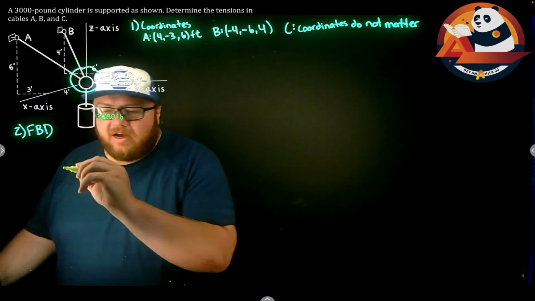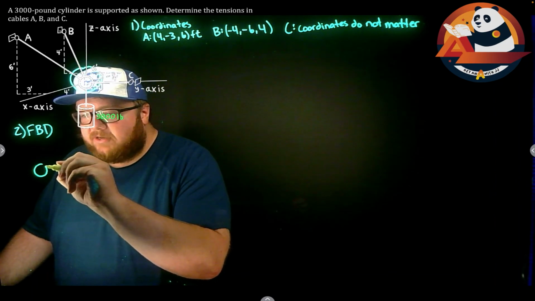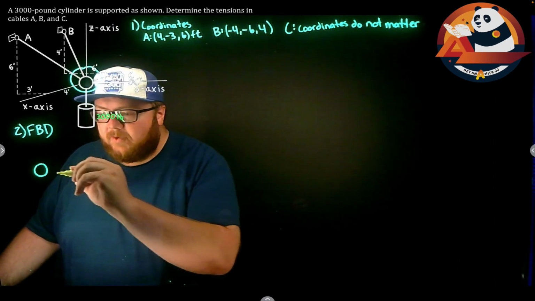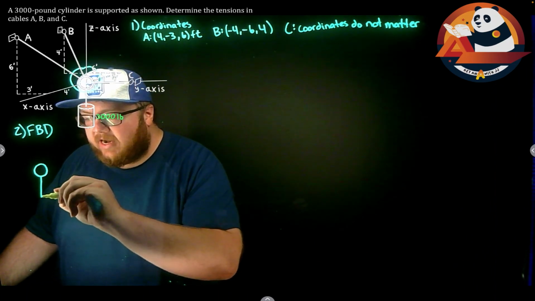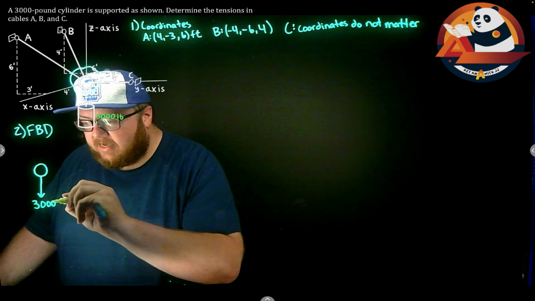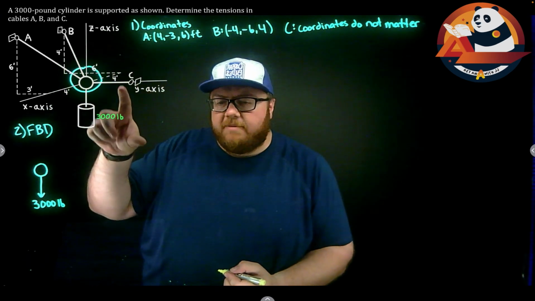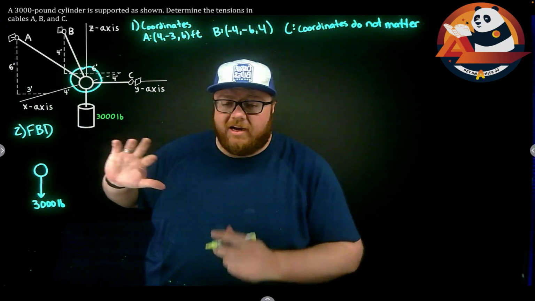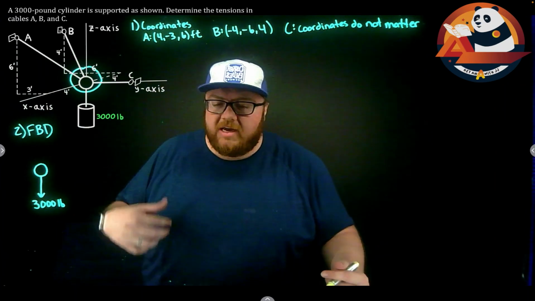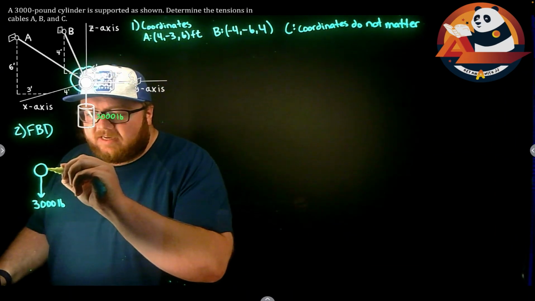In 3D, our free body diagrams can get annoying to draw. Just do your best with it, but don't worry if it's terrible. We should have a 3,000 pound weight going straight down. Then loosely, I'm going to get my other ones in here. I'm not going to worry about labeling my X, Y, Z axes. It's just a good habit to keep drawing free body diagrams, so we're still going to get something drawn in here.